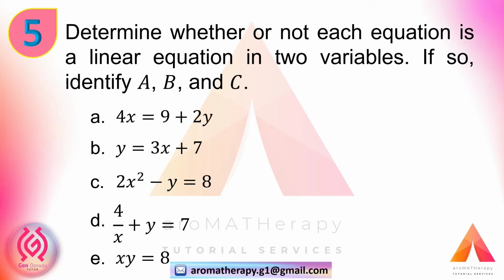Determine whether or not each equation is a linear equation in two variables. If so, identify A, B, and C. A. 4x is equal to 9 plus 2y. B. y is equal to 3x plus 7. C. 2x squared minus y is equal to 8. D. 4 over x plus y is equal to 7. E. xy is equal to 8.